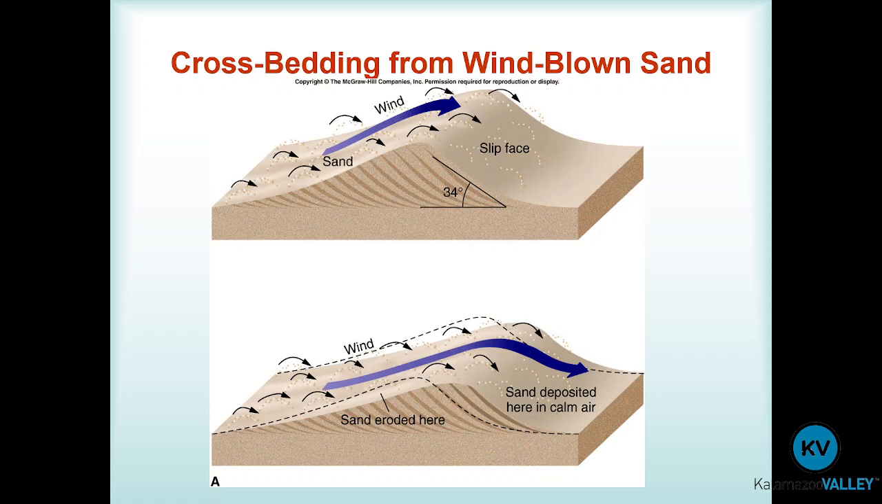And note also that cross-bedding as a result of wind-blown sand will almost always have a gentler slope than that of its water counterpart, and that's because wind generally will move less sediment than water. Water can carry more energy for longer periods of time.